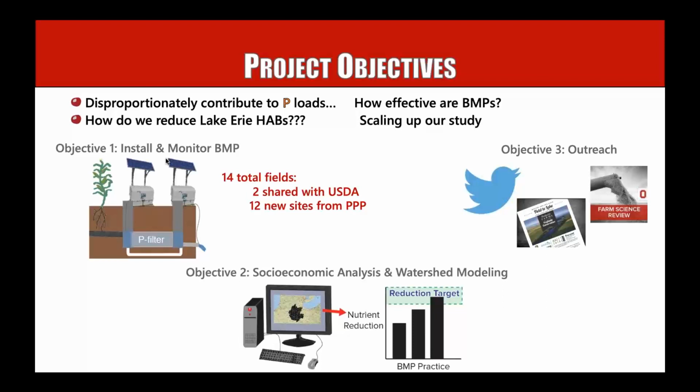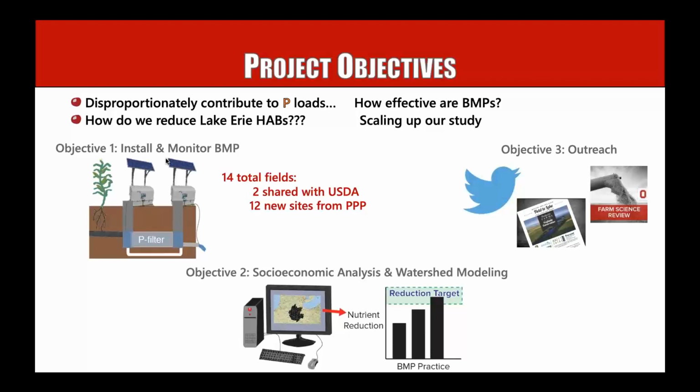So we're trying to have 14 total fields. USDA and Kevin King's group is another partner on this project. So they already had 2 fields with elevated phosphorus concentrations, so we could include those in the network. And we have identified 12 new field sites from the public-private partnership.